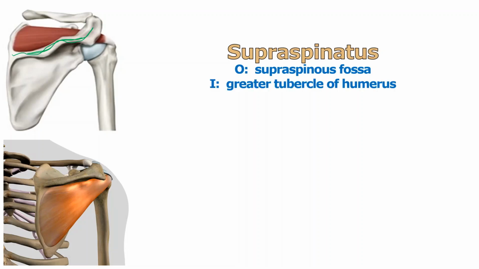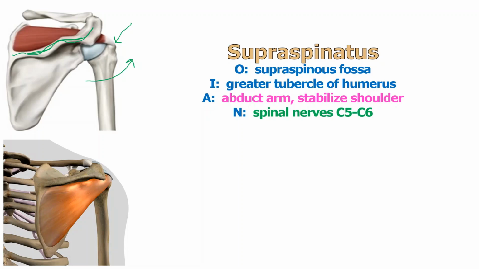It attaches to the greater tubercle of the humerus, and you can see that nicely illustrated right there. If you were to contract this muscle, were to get shorter, it would cause the humerus to be pulled out as an abduction. It's hard to see that at first because the lever looks so strange to us, but that's what would happen. So the action is to abduct the arm and stabilize the shoulder. Innervated by spinal nerve C5 and C6 branches.